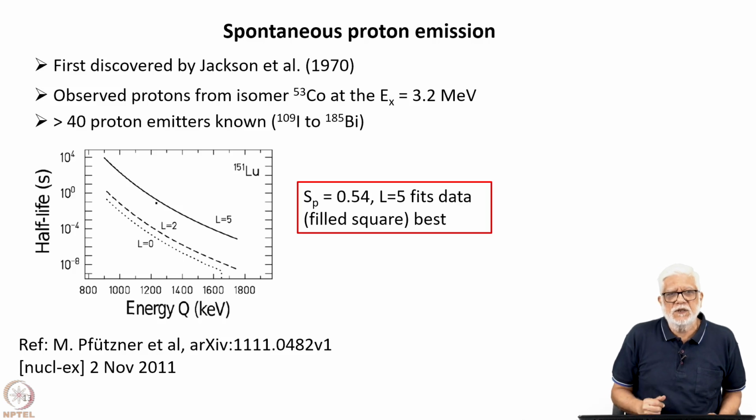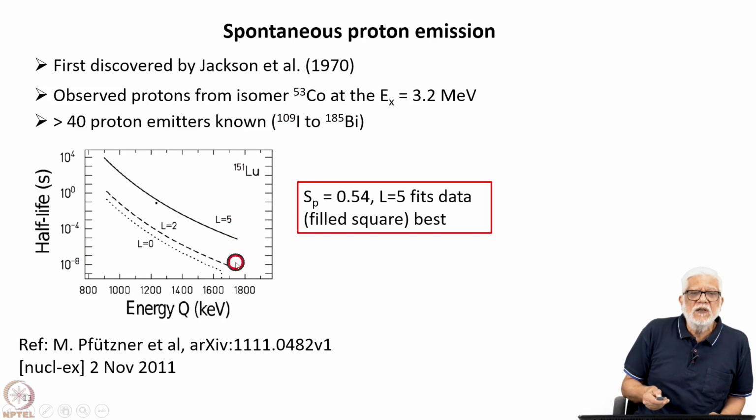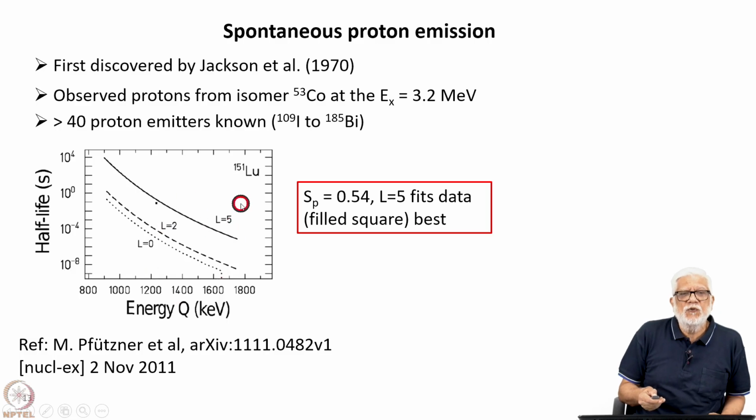and that is not usually available in nature. This was first discovered by Jackson in 1970, in 53 cobalt, with an excitation energy of 3.2 MeV. But subsequently plenty of these have been found, and the most well-known example is 151 lutetium. What is plotted here is the half-life versus the Q value. You can see that this was emitted with an energy of a little more than 1.2 MeV, and this fits best if you have L equal to 5.